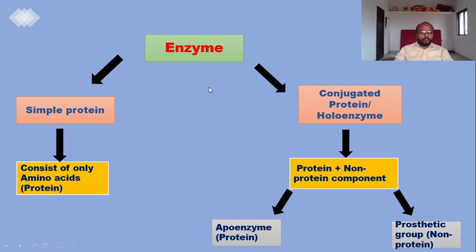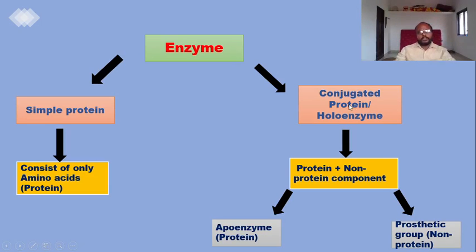So the enzyme, as you know, is a protein, and it consists of either a simple protein or a conjugated protein. The enzyme which possesses a simple protein consists of only amino acids, so such an enzyme is called a simple protein. And another one is the enzyme called a conjugated protein. An enzyme which is a conjugated protein is called a holoenzyme.